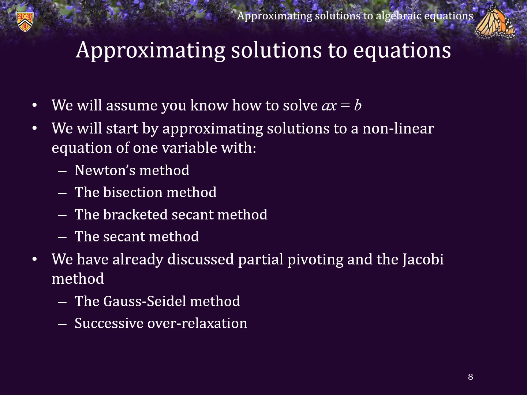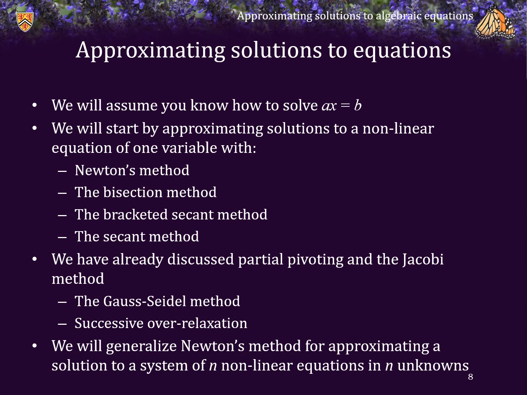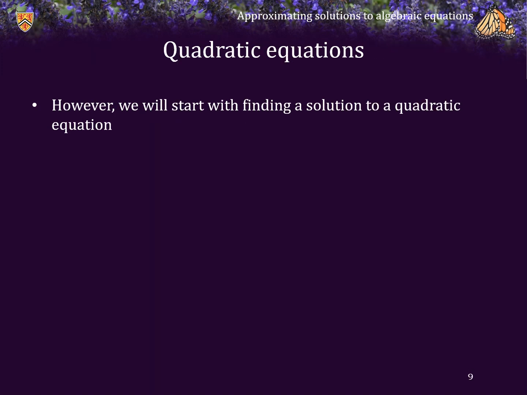We've already discussed partial pivoting and the Jacobi method, but we're going to extend this for approximating solutions to systems of linear equations by looking at the Gauss-Seidel method and successive over-relaxation. Finally, we will generalize Newton's method for approximating a solution to a system of n nonlinear equations in n unknowns. However, humorously enough, we're actually going to start this section with quadratic equations.